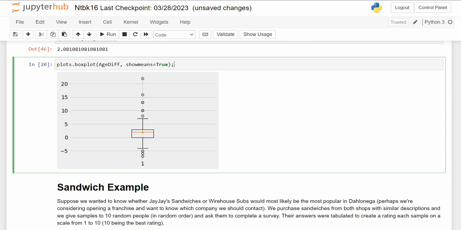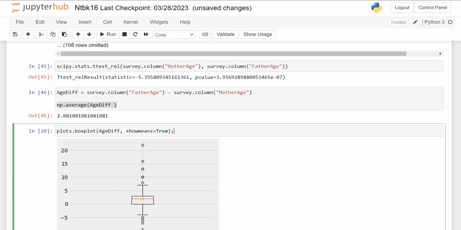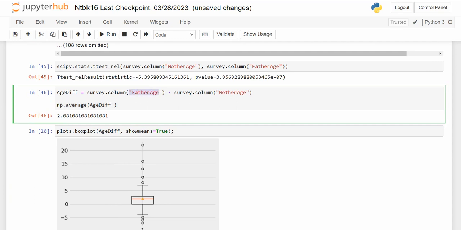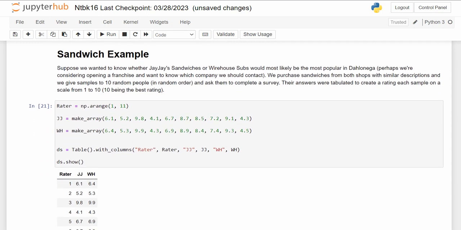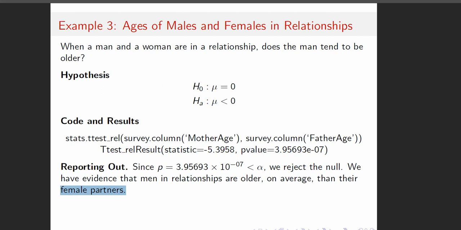And while there are some outliers, there are a lot of different differences. There's a lot of variation in human beings. It does turn out that the median and the mean on average do appear to be positive. And the age difference is father age minus mother age, so we've kind of switched there. But you can see that the difference father minus mother is positive, so we would expect the fathers to be older.